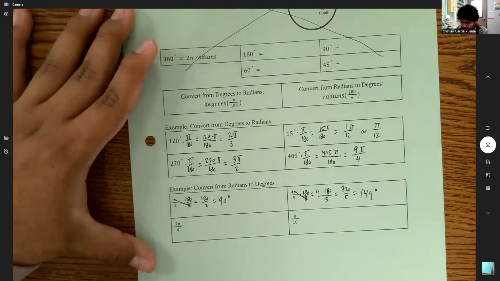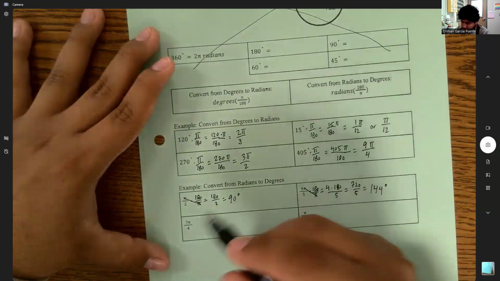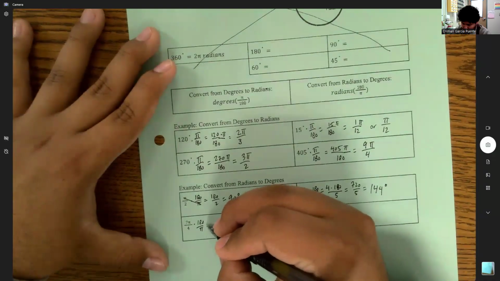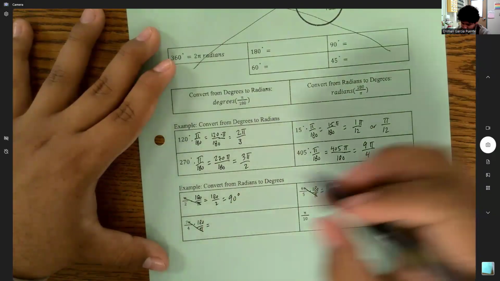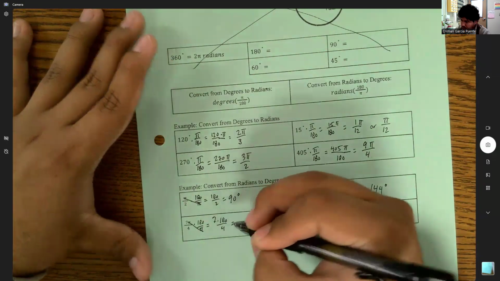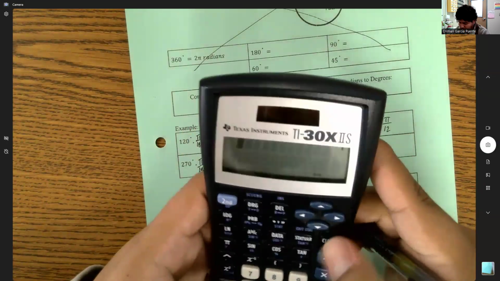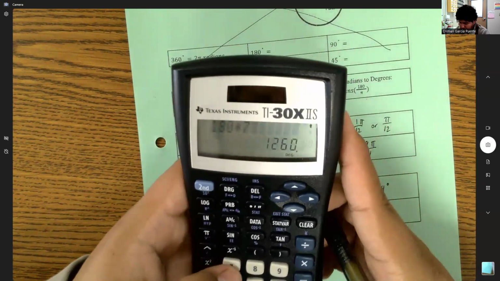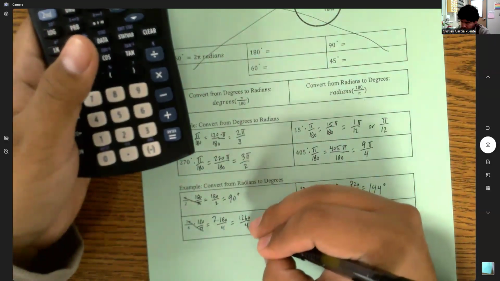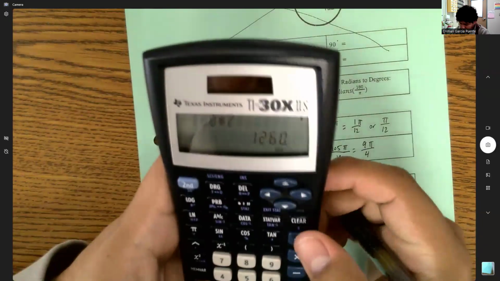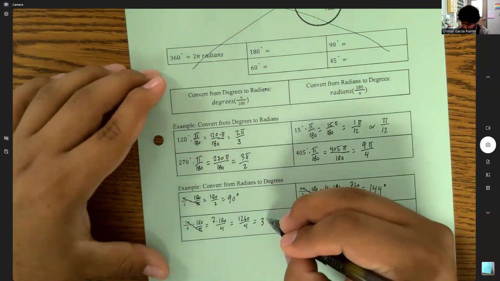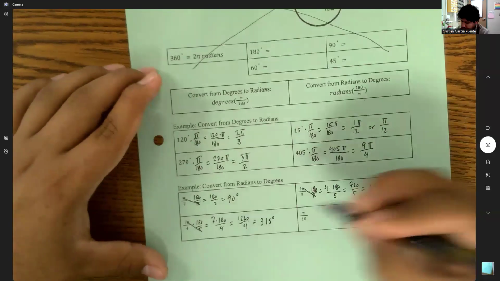Again, we're just going to do the same thing. Since we're converting from radians to degrees, all you're doing is multiplying by 180 over pi. Pi's cancel. 7 times 180 is on top, and 4 is on the bottom. Now you just do 7 times 180. That gives us 1260. So 1260 divided by 4 gives us 315. And that's it. That's your answer.